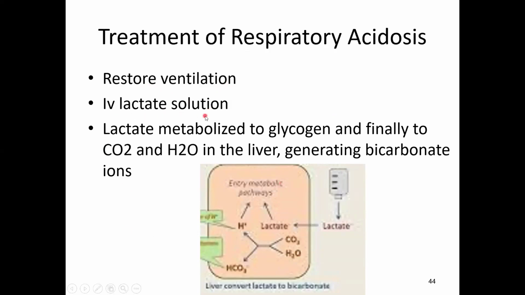Why is lactate solution given? Lactate is converted in the liver into bicarbonate. Through the normal mechanism, lactate is metabolized to glycogen, then glucose, and glucose breaks down to carbon dioxide and water, and then carbon dioxide dissolves in water, forming bicarbonate ions. So that's why lactate solution is given, in order to generate more and more bicarbonate ions to maintain the balance of hydrogen ions.